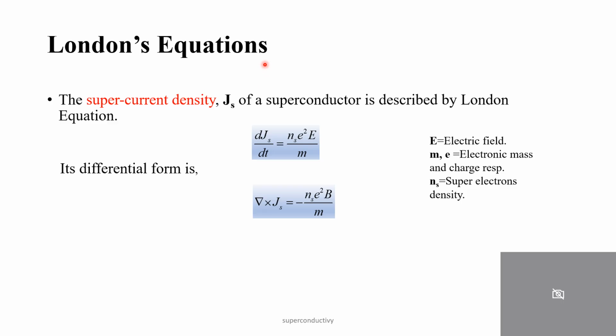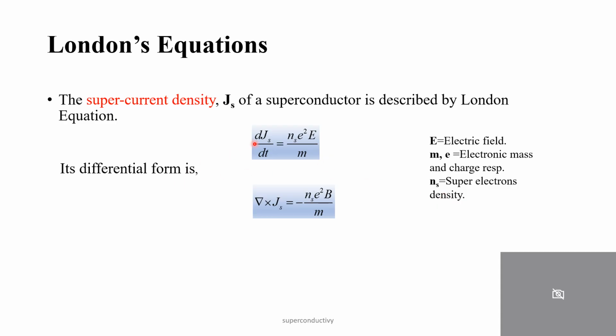London equations. The supercurrent density, that means the current which is flowing through the superconductor, is the supercurrent density Js, and this current density Js follows an equation called the London equation. That means the supercurrent density Js of a superconductor is described by the London equation dJs/dt equals ns e² E by m, where ns is the super electron density and E is the electric field.